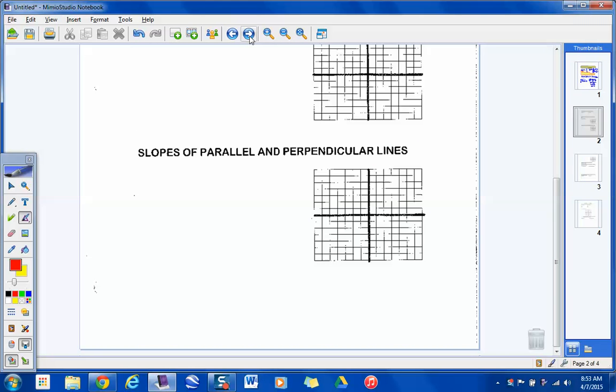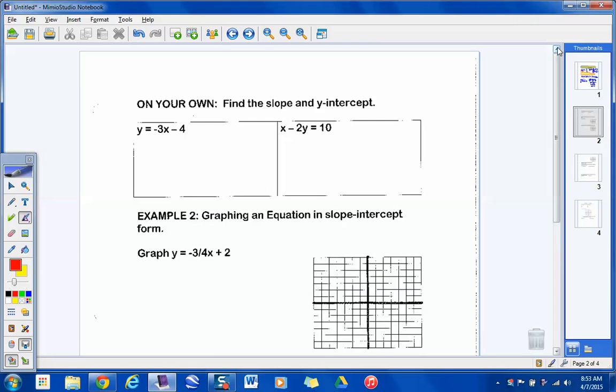Page 2. On your own. Find slope and y-intercept. First one, a good one to work with or a bad one to work with? Good. How about the second one? Good one or bad one? Second one's naughty, isn't it? Okay. You may want to call this right here a 1x, okay? Take a couple minutes.